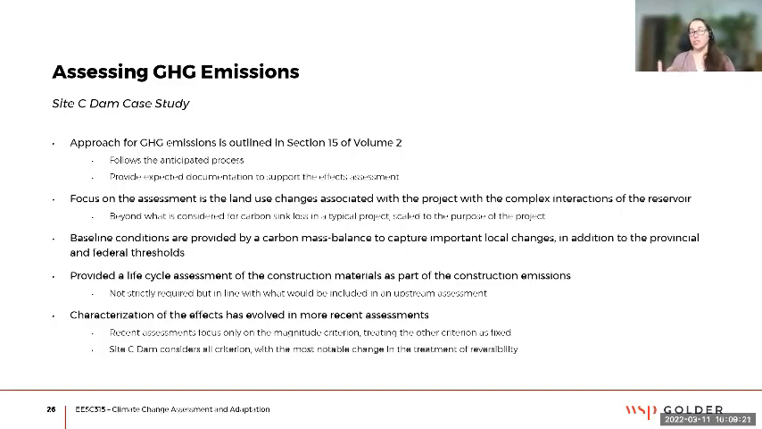And the characterization of the effects has evolved in the more recent assessments. As we just discussed, the more recent assessments focus only on the magnitude, treating the other ones as fixed. Here they've considered all of them, but the most notable change is that they feel the emissions are reversible. So again, it's an interesting read to go through to see how things have evolved and changed over time.